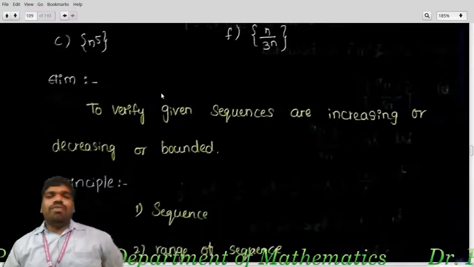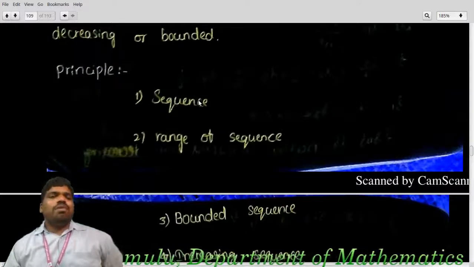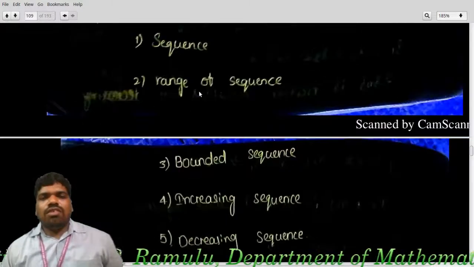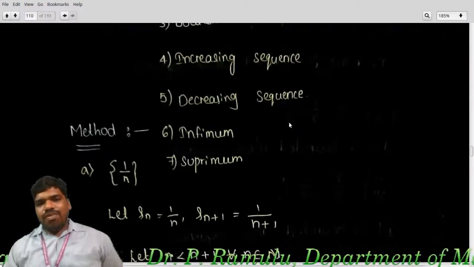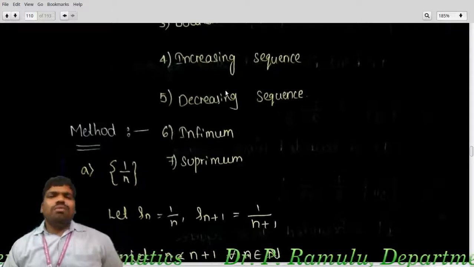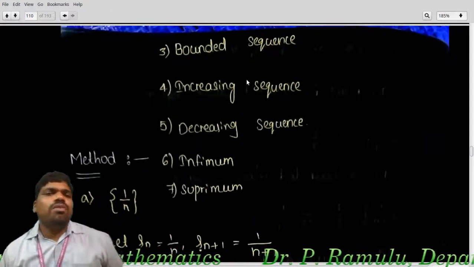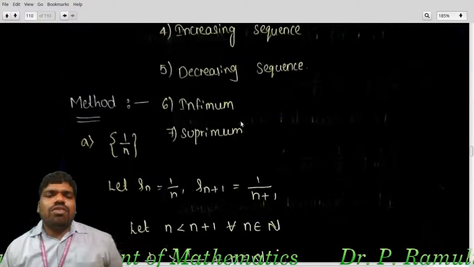To verify whether given sequences are increasing or decreasing. For this practical, you have to write the principles: sequence, range of sequence, bounded sequence, increasing sequence, decreasing sequence, and method. You can write infimum and supremum already, because we already know about bounded sets. We defined them in the last lectures, so you can write these things on your own.